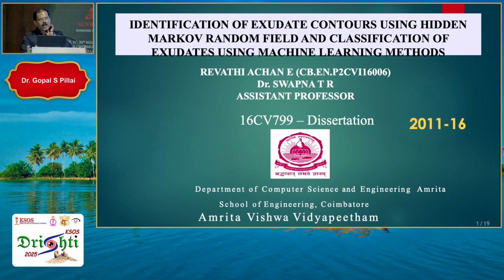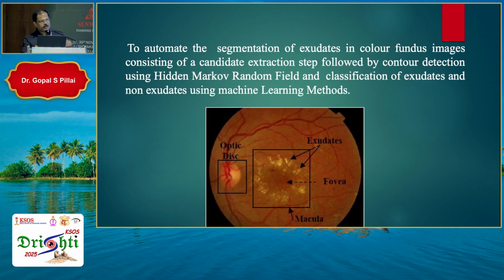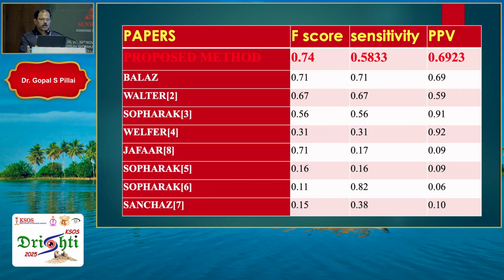So the first AI work was in 2011 to 16. Basically, we looked at identifying exudate contours using hidden Markov random field and classification. And so we had segmented out each of these: optic disc, hard exudates, microaneurysms, hemorrhage, fovea, etc. And we found that our methodology had a very high F score at that point of time.